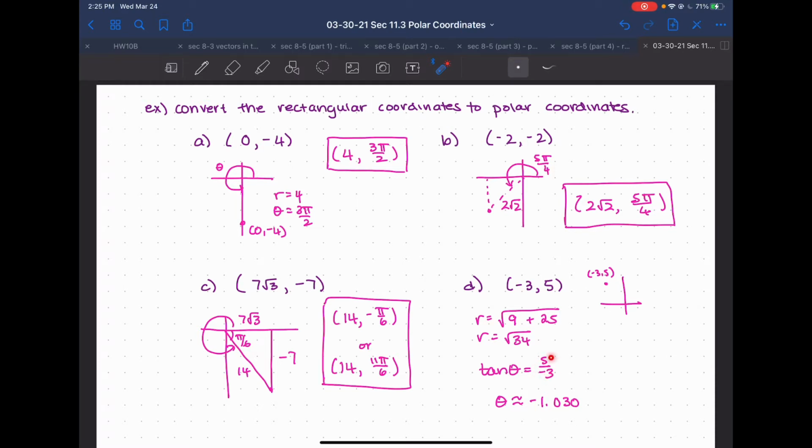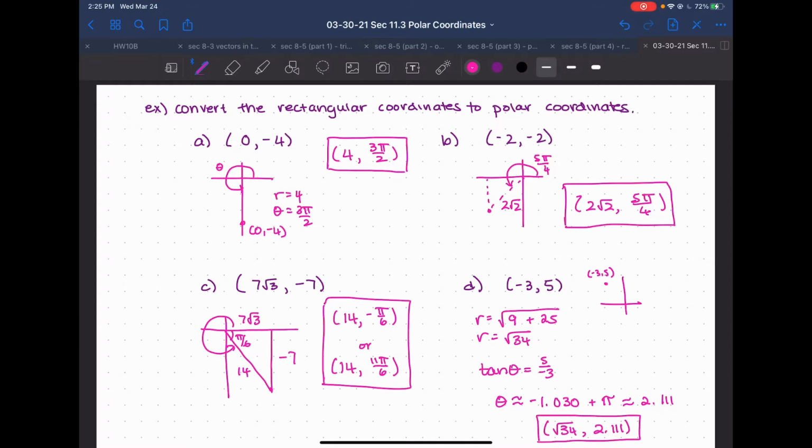When this is positive, the tan inverse of this will be in quadrant 1. When this is negative, which it is, the tan inverse of this is going to be in quadrant 4. So this angle is in quadrant 4. We just need to add π to get into quadrant 2. So you just have to be a little careful. And so if I add π, I am at about 2.111. So this point is at (√34, 2.111). So we had to do a little work and a little thinking on this.